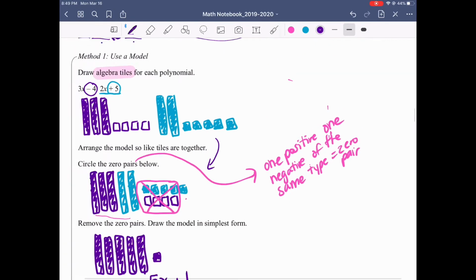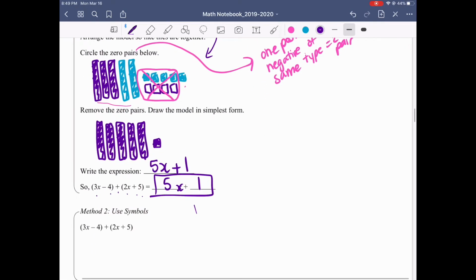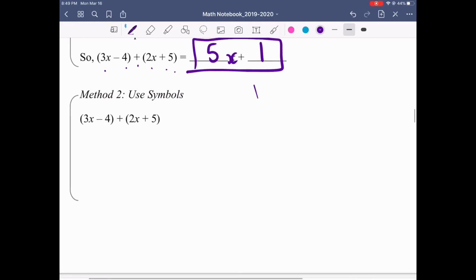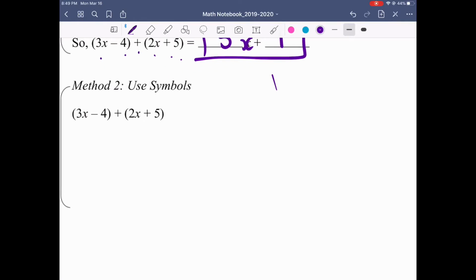So that's method 1, using algebra tiles, and it's really easy to visualize the 0 pairs that you have. Method 2 is using symbols. We are going to write down the steps on the side so that you can do it on your own. So step 1, we're going to rewrite the expressions without the brackets. We want to just get rid of our brackets.